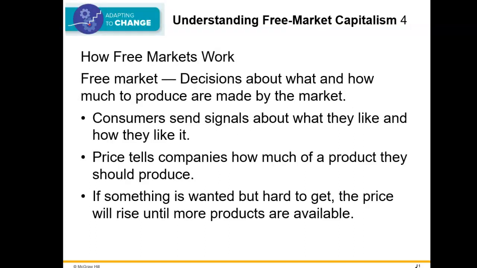Now, how does the free market work? I'm glad you asked that question. Well, with the free market, decisions about what and how much to produce are made by the market. So, in essence, the market determines what to produce and how much to produce. So, consumers, that's you, send signals about what they like and how they like it. The price tells companies how much of a product they should produce. And we'll discuss in more detail. If something is wanted but hard to get, the price will rise until more products are available.